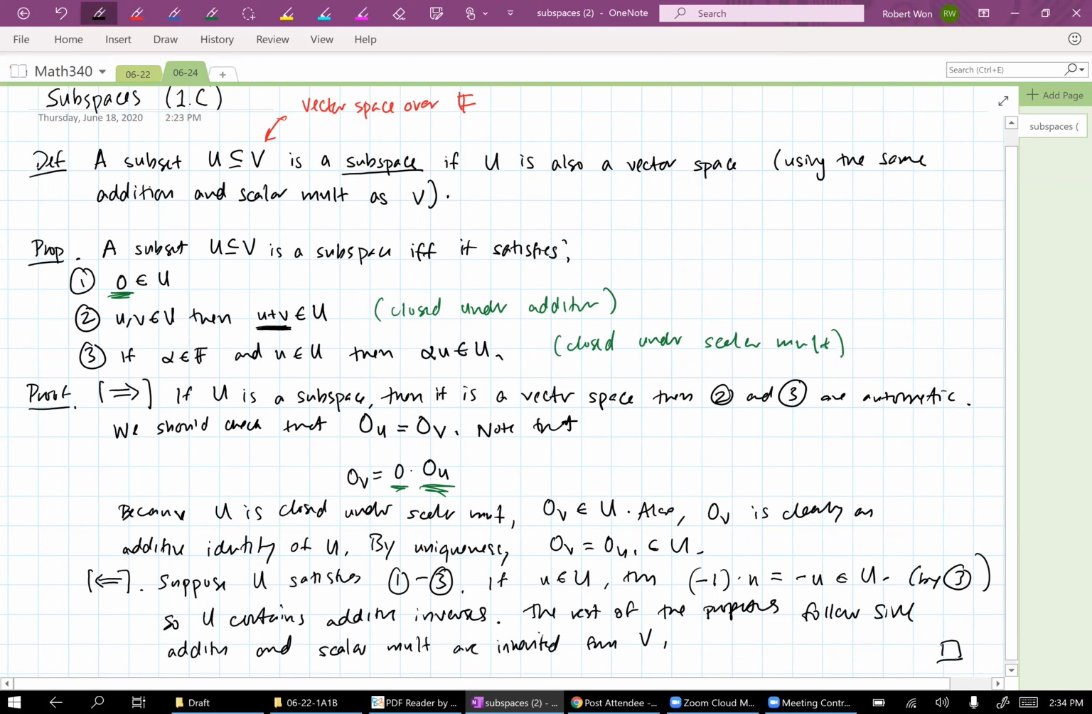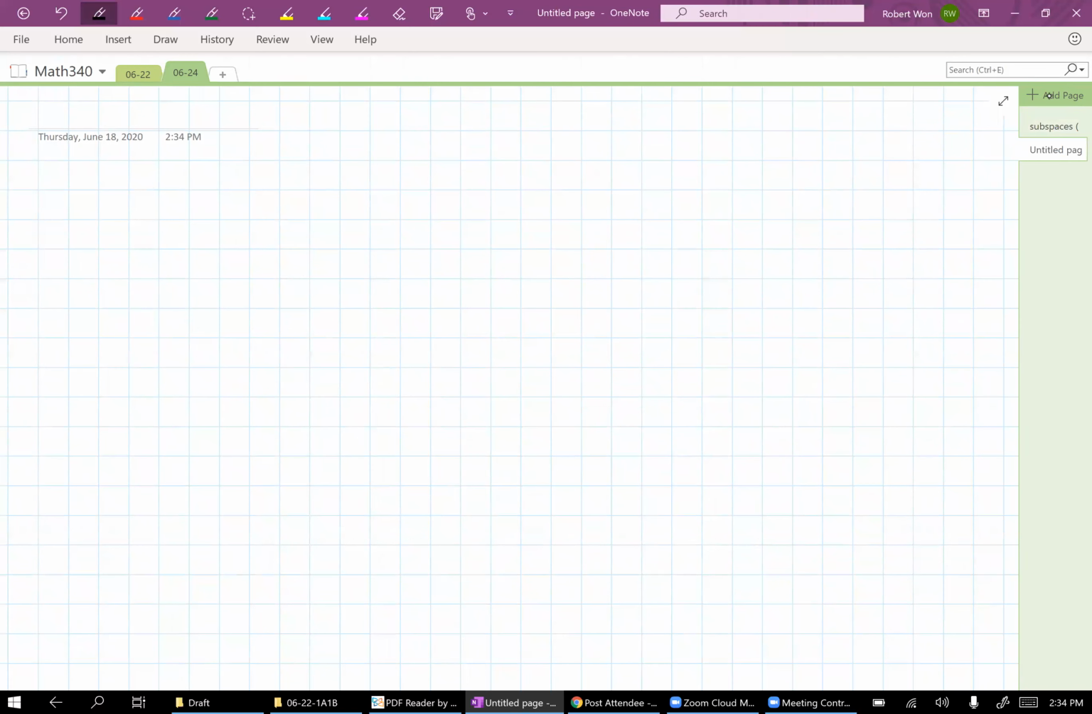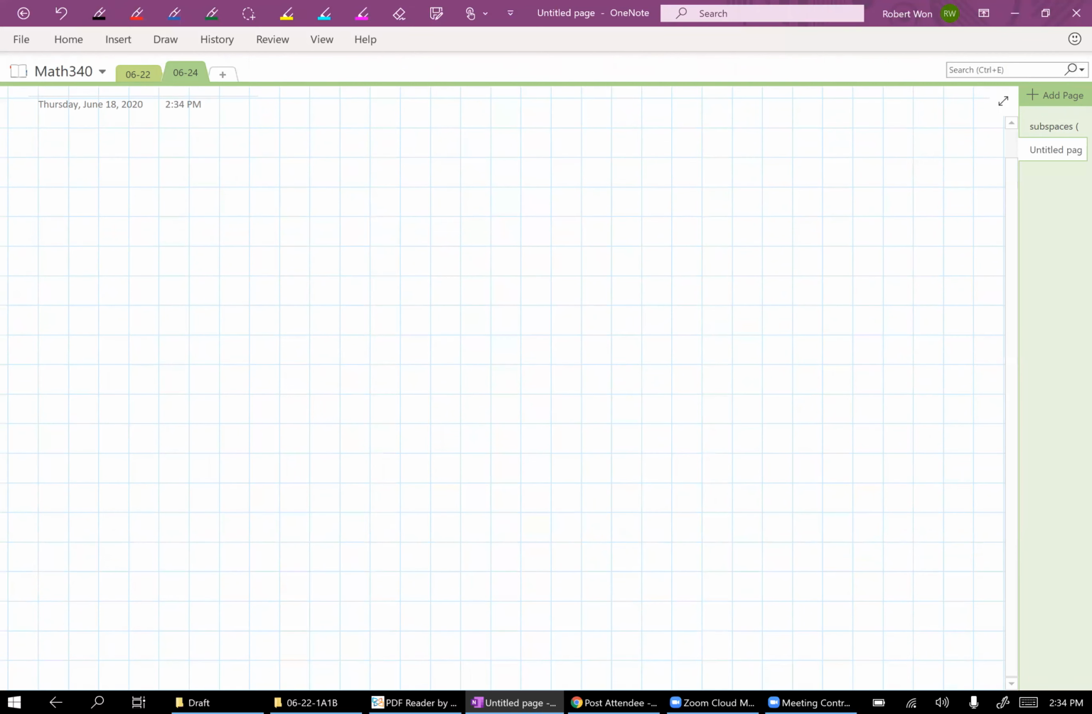Okay, so that's the condition that tells you when you have a subspace, you should check that it contains 0, it's closed under addition, and it's closed under scalar multiplication. Okay, so just some examples of some subspaces.